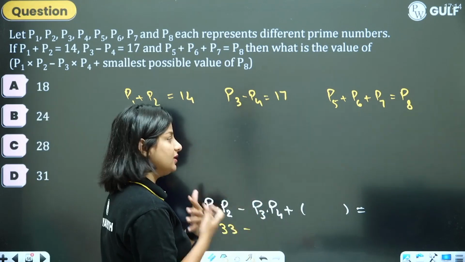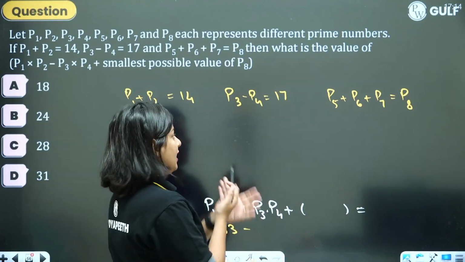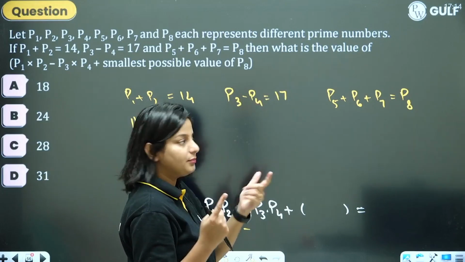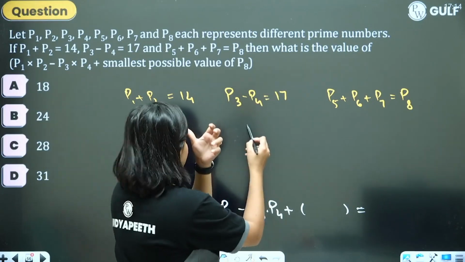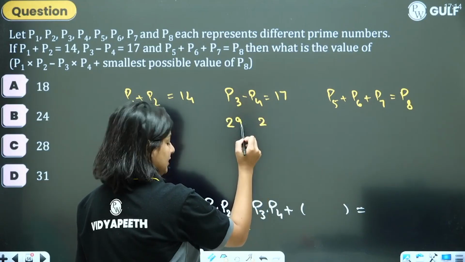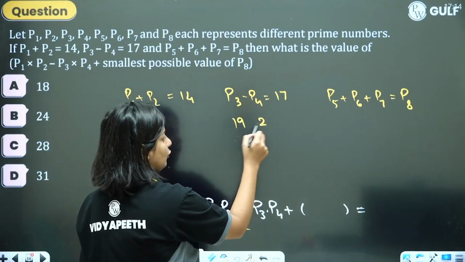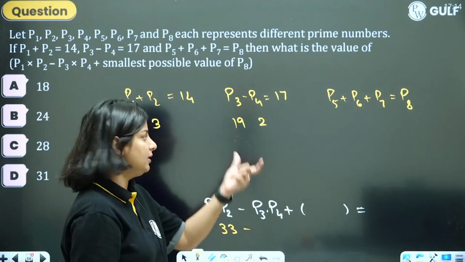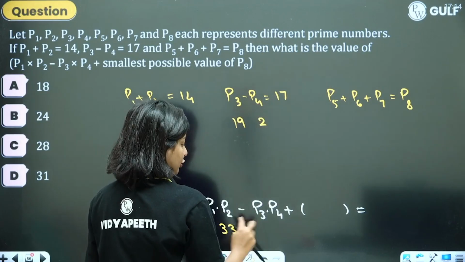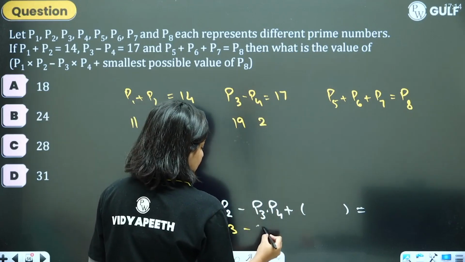What are the two prime numbers whose subtraction is 17? Again, not very difficult. It is very obvious. Two odd prime numbers will subtract to give an even number, but only in the case of 2 it is not an even number, it's an odd number. So 19 and 2 both are prime. 19 minus 2 is 17. So P3 is 19, P4 is 2. Multiply them. 19 twos are 38.